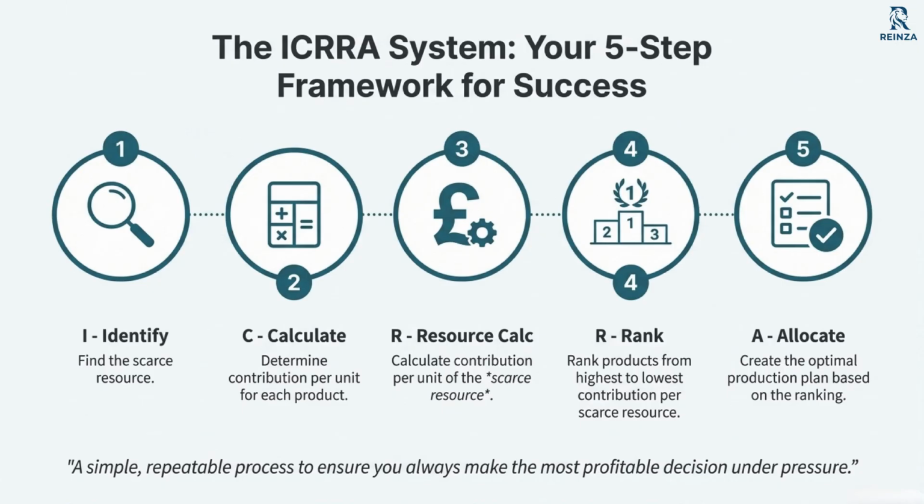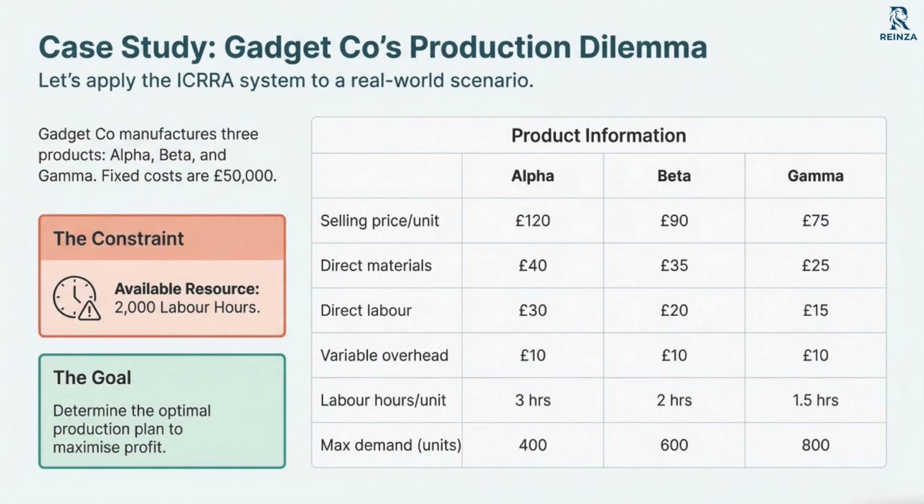Let us see how it works with a real example. Exam tip: write ICRRA at the top of your working paper as soon as you see a limiting factor question. This will help you stay organized and ensure you do not miss any steps. Let us apply the ICRRA system to a real-world scenario.